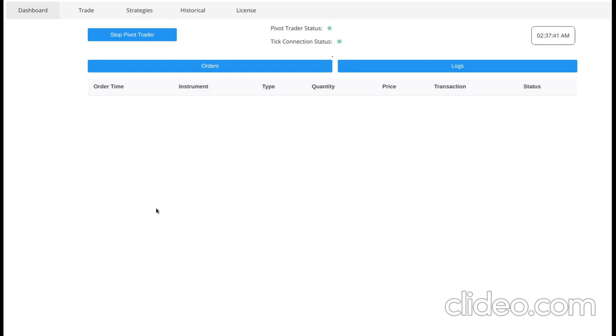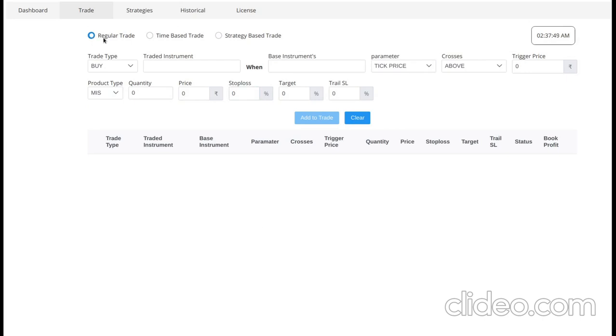So for creating a conditional order, from the dashboard, there is a tab called trade where you have the regular trade option. Regular trade is just a synonym for the conditional trade. There are multiple options which I will explain in detail. You can do buy and sell, and the traded instrument is the one which is being bought and sold. So for example, in the case of Nifty options, you just give the Nifty option, Nifty 15,500 CE.